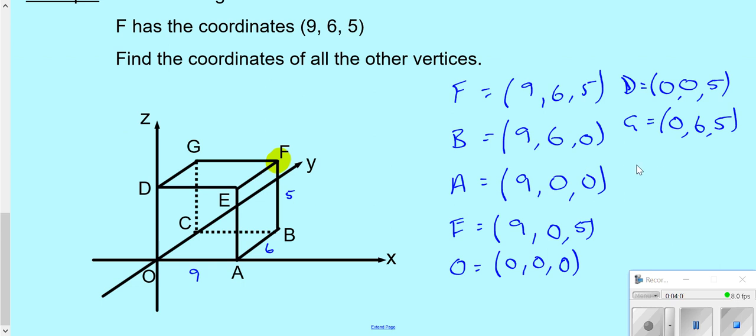And then the last one is going to be C. Again, the X value is going to be 0, hasn't moved left or right. The Y value, well, it's gone back by 6. And it doesn't have the same height as these ones, so that's stayed at the bottom here, it's going to be 0.